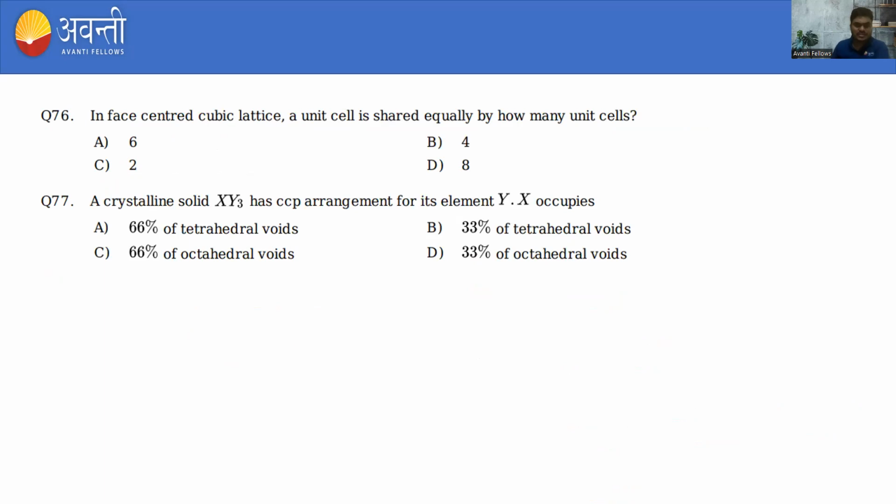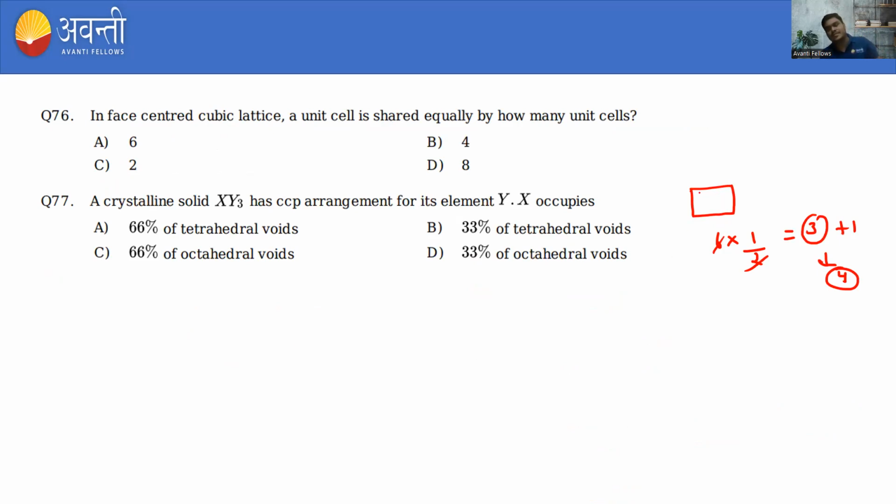Now, the next question is, in a face centered cubic lattice, a unit cell is shared equally by how many unit cells? In case of a face centered unit cell, we know that the contribution for the face center is 6 into 1 by 2, that is equal to 3. And one atom is present at the corner as well. So it comes out to be 4. But in this question, they're not asking the total number of atoms. They're asking in a face centered cubic lattice, a unit cell is shared equally by how many unit cells?